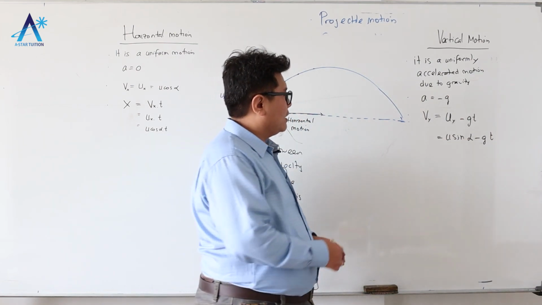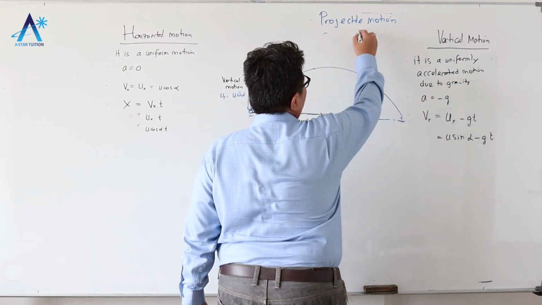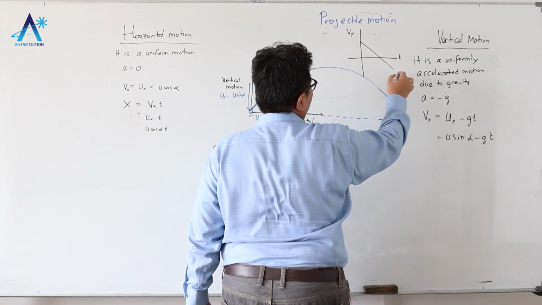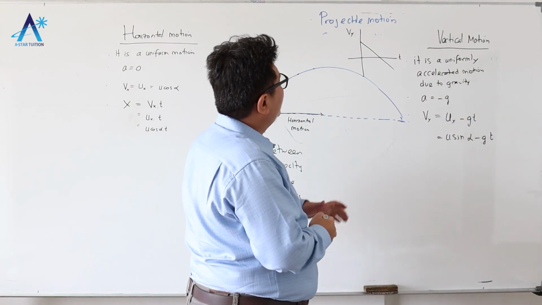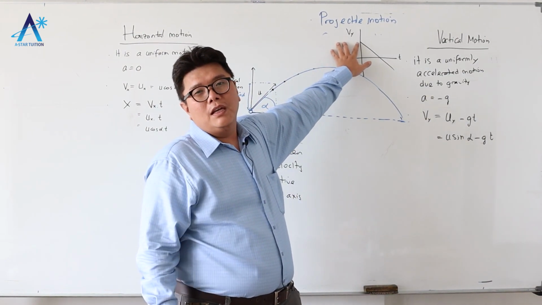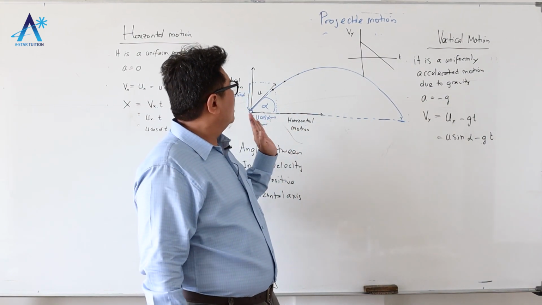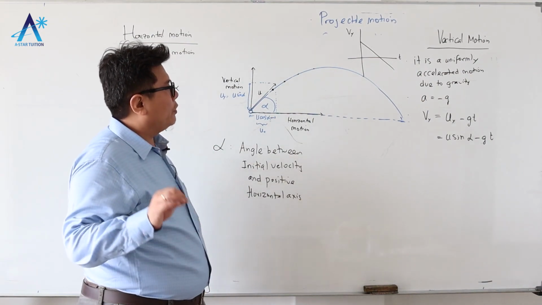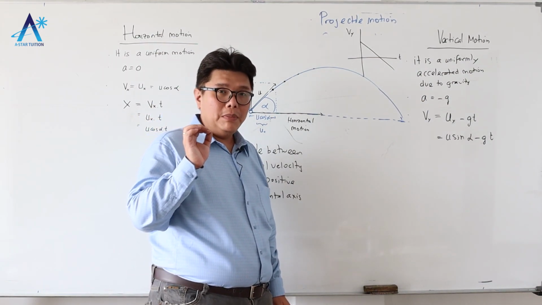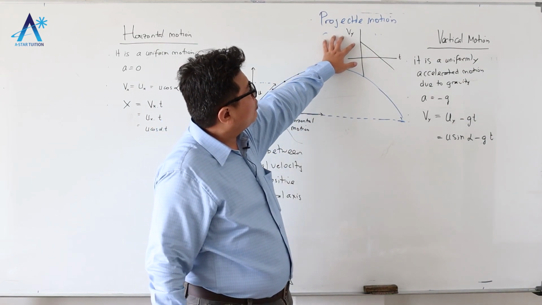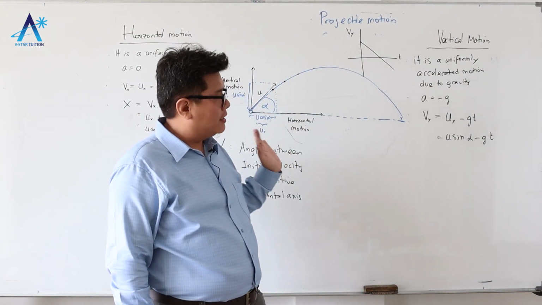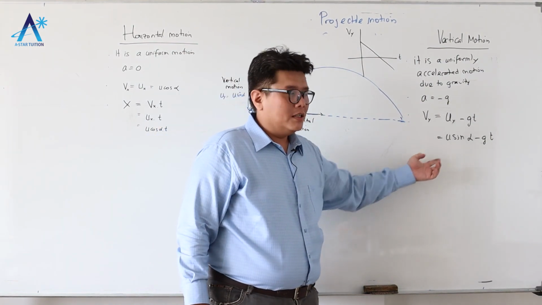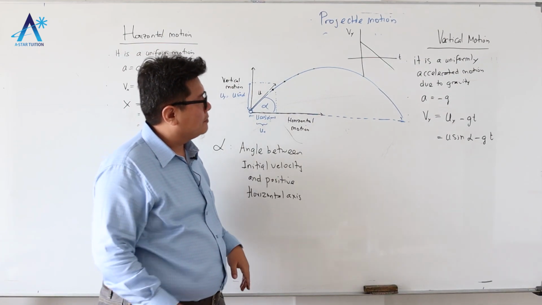So when you try to graph vy as a function of t, you should observe something like this. Initially vy is positive, because you throw it at an angle above the horizontal. If you started by throwing it at an angle below the horizontal, the starting point would have been negative. Please understand that. In this case it's positive because alpha is above the horizontal.